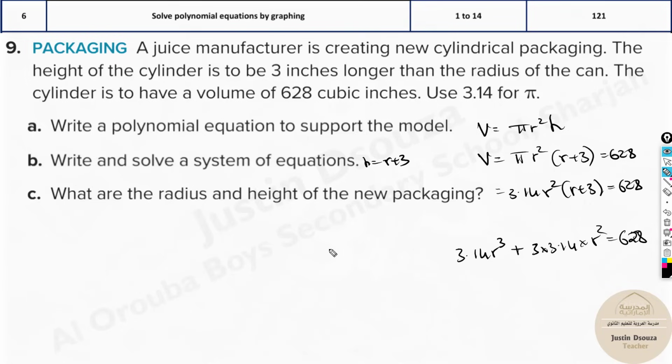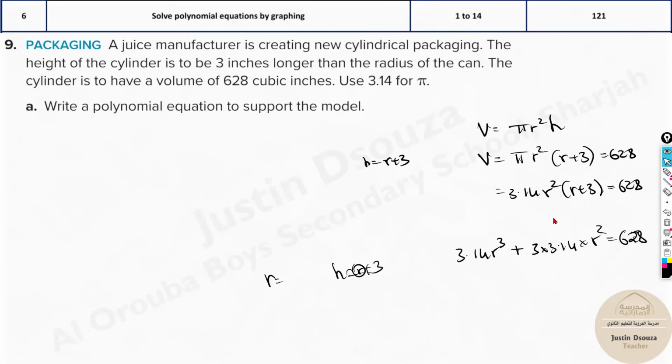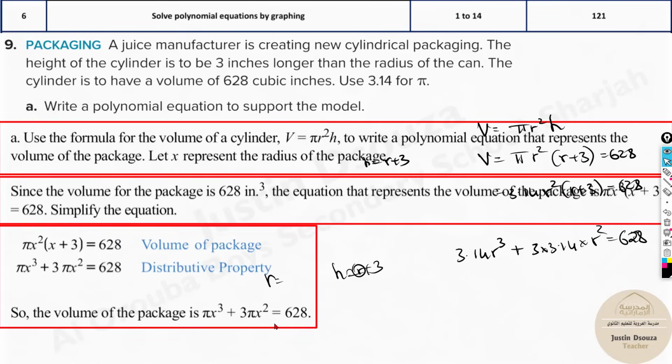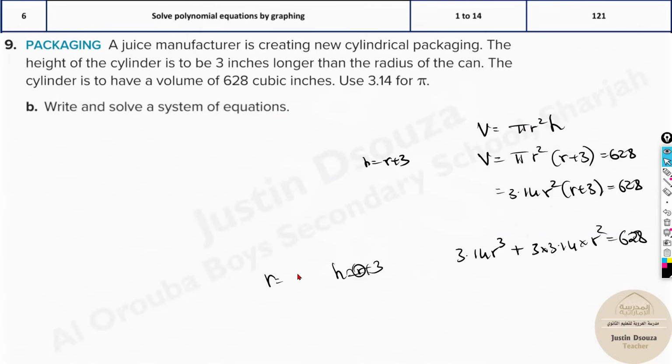But the easier method is to look into the options and just plug in the values and check which gives you 628. Then you will find the exact value of r. Once you find the value of r, you can easily find the value of h. Just add 3 to whatever r value is there. So with this, let's do it in the calculator as well. Let's look into the answer. See, this is just the polynomial equation by multiplying.